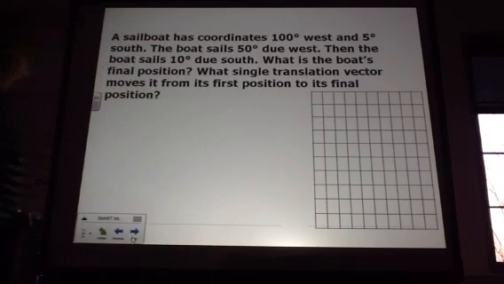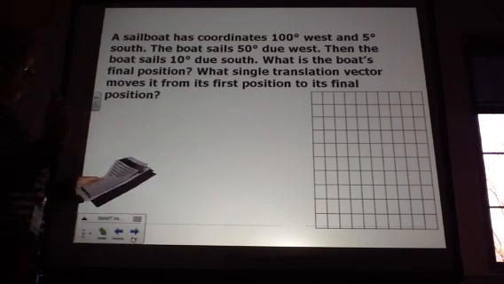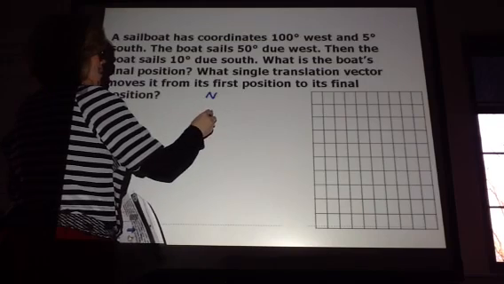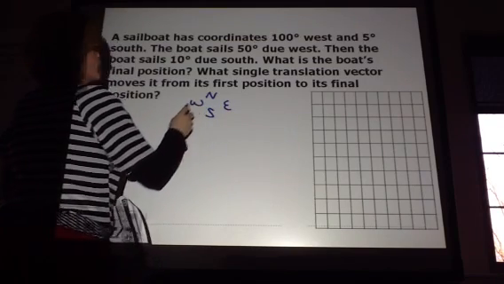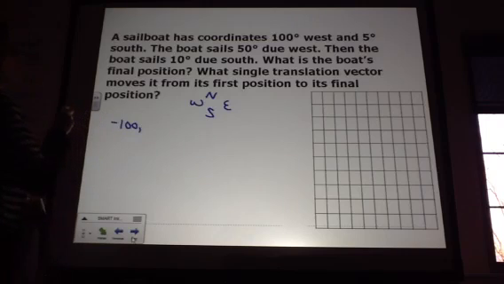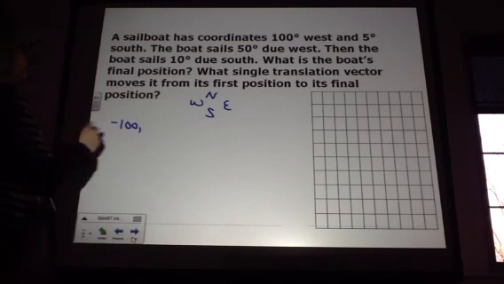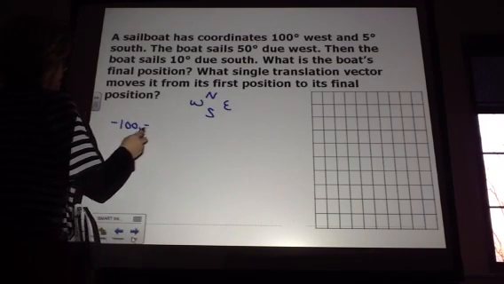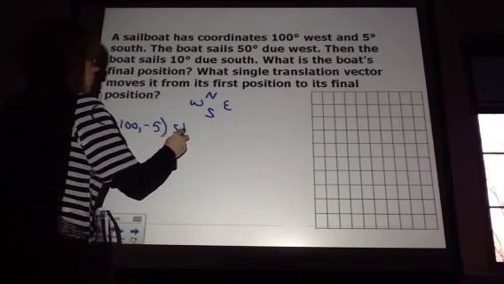Okay, so let's start at the starting point. A sailboat has coordinates 100 degrees west. Okay, y'all should know north, south, east, west. So 100 degrees west would be negative 100. And 5 degrees south would be negative 5. So this here is our starting point.